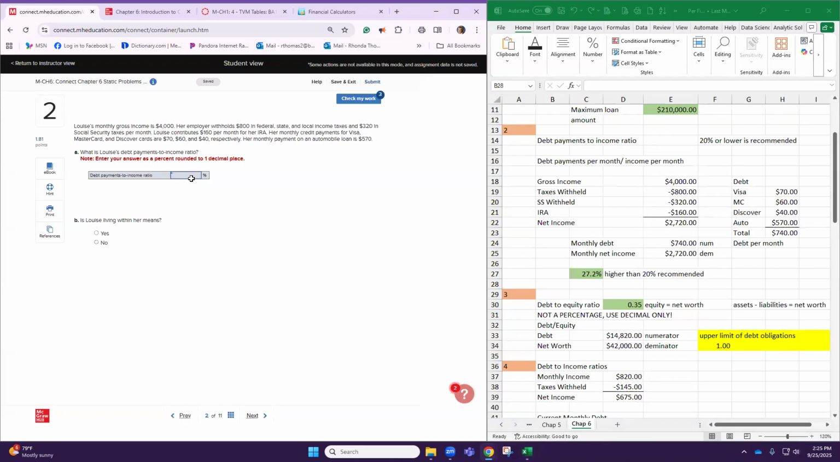Debt payments to income ratio. Louise's monthly gross income is $4,000. I've got that in the spreadsheet here.